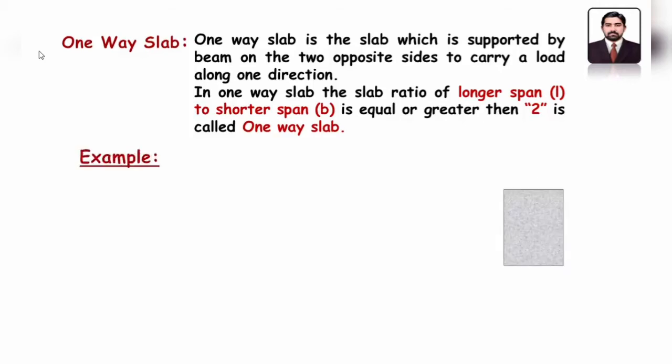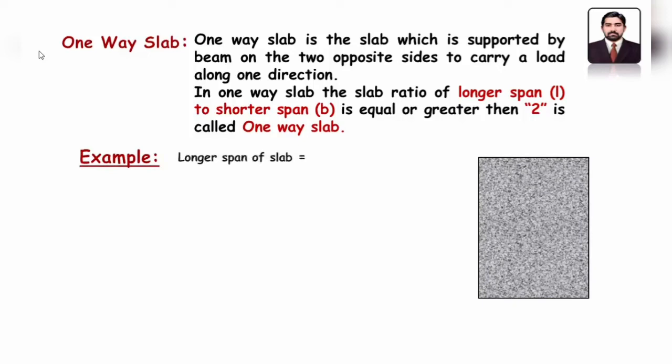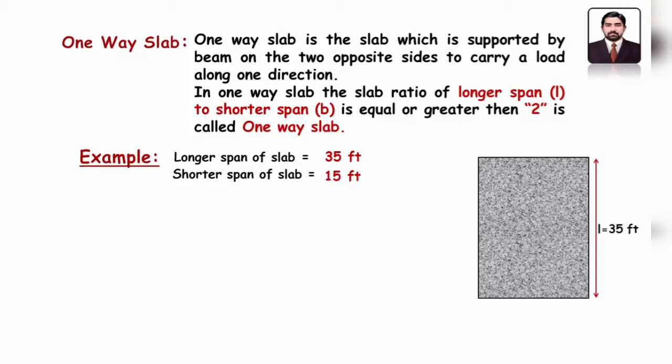For example, this one is the slab and the longer span of the slab is 35 feet. This one is the 35 feet and it is the longer span of the slab. Shorter span of the slab is 15 feet. This one is the shorter span of this slab and it is 15 feet.